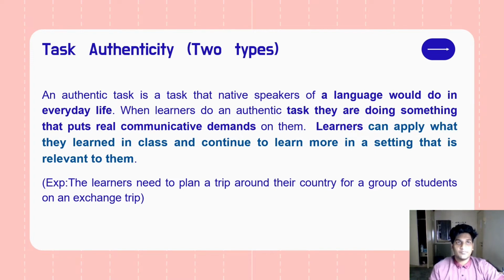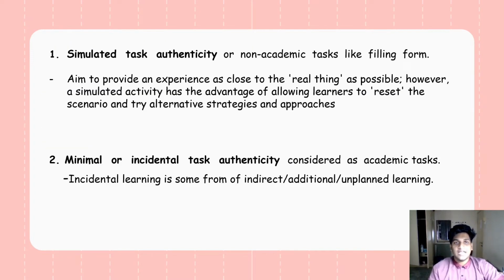There are two types under task authenticity, which are simulated task authenticity, which is a non-academic task, and minimal or incidental task authenticity. Simulated task authenticity aims to provide an experience as close to the real thing as possible. However, a simulated activity has the advantage of allowing the learner to reset the scenario and try alternative strategies and approaches. And the second type is minimal or incidental task authenticity.